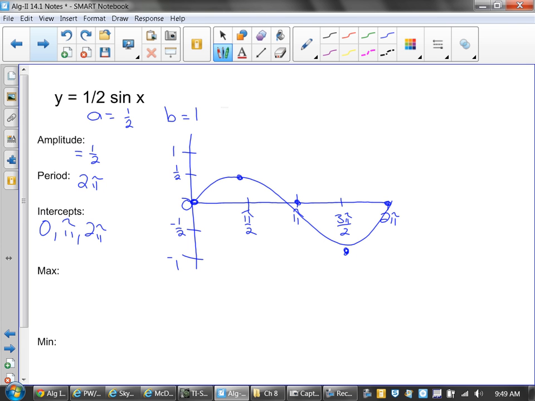We actually use the ordered pairs a lot when we do the shifts. It's much easier to use some of those. What's your maximum value here? And your minimum?